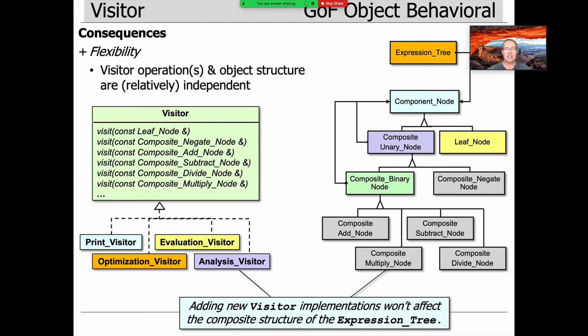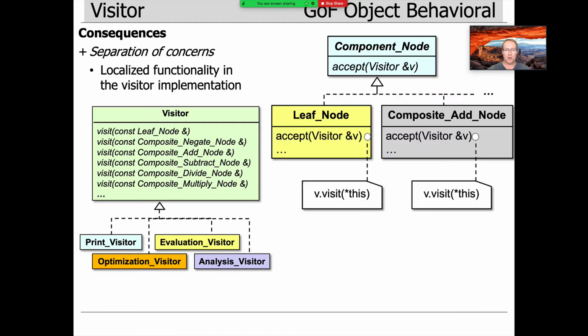As you can see in this case, these would be the various subclasses that implement the component node abstract base class. So if you look on the left-hand side, you can see that we have all the visit methods, and they all correspond to the different subclasses in the hierarchy. In this environment, with this model, adding new visitor implementations like a new analysis visitor or a code generator visitor or whatnot won't do anything at all to the composite structure of the expression tree. So that part is stable, and the visitors can vary, which is exactly what we're trying to do.